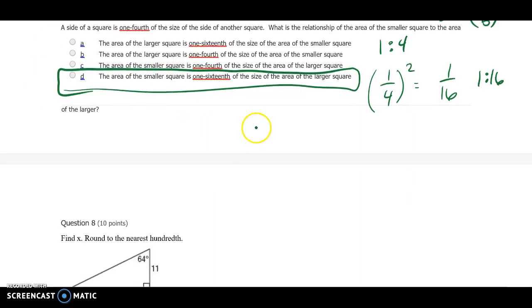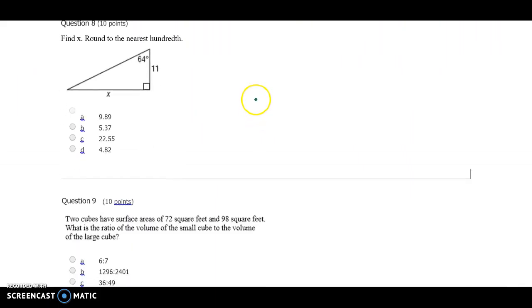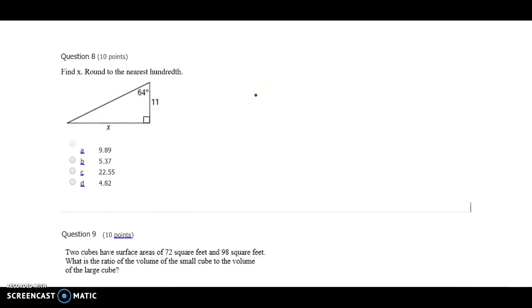So moving on, question 8, got a little trig, our favorites, right? We have to find side x and round to the nearest hundredth. So first of all, let's just label our triangle.